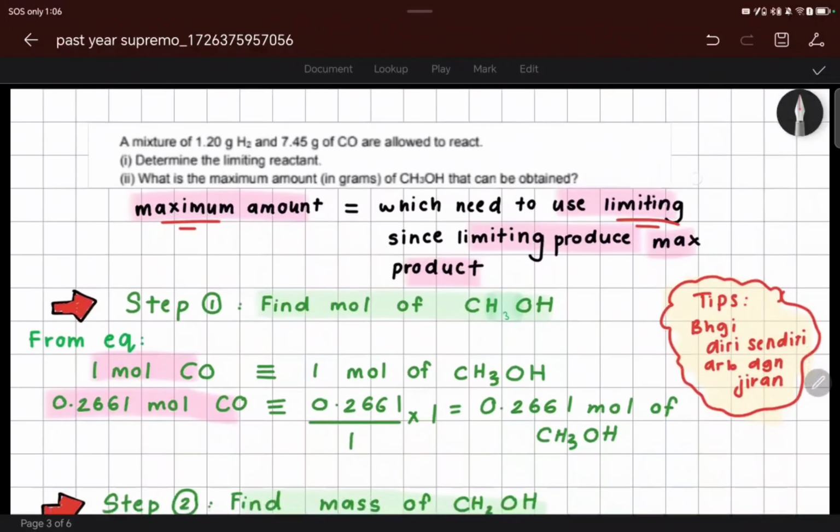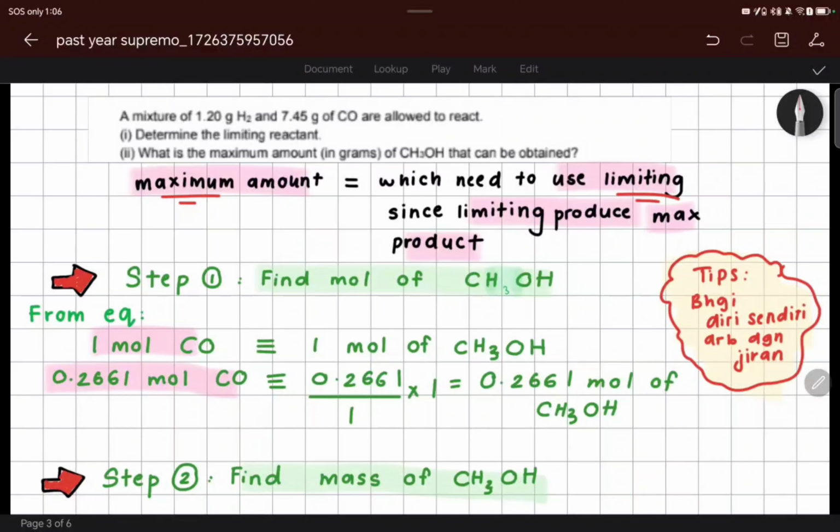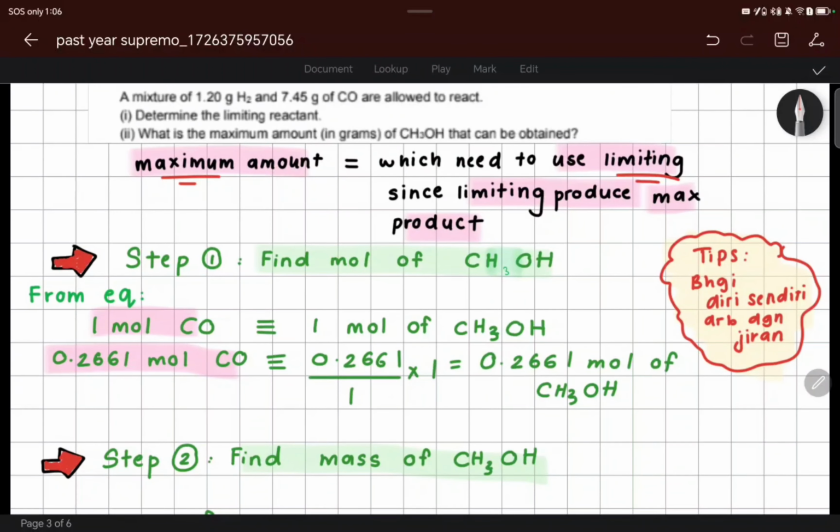Okay, and then the next question, a mixture. Okay, we already know the limiting reactant. And the second question asks what is the maximum amount in grams of CH3OH that can be obtained. So what does obtained and maximum amount mean? It says maximum amount, right? So it wants the limiting reactant. We need to use the limiting reactant since the limiting reactant will produce the maximum product.